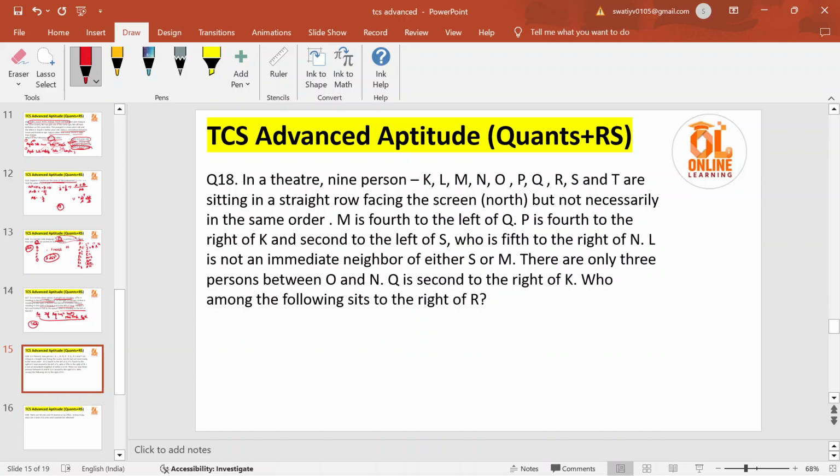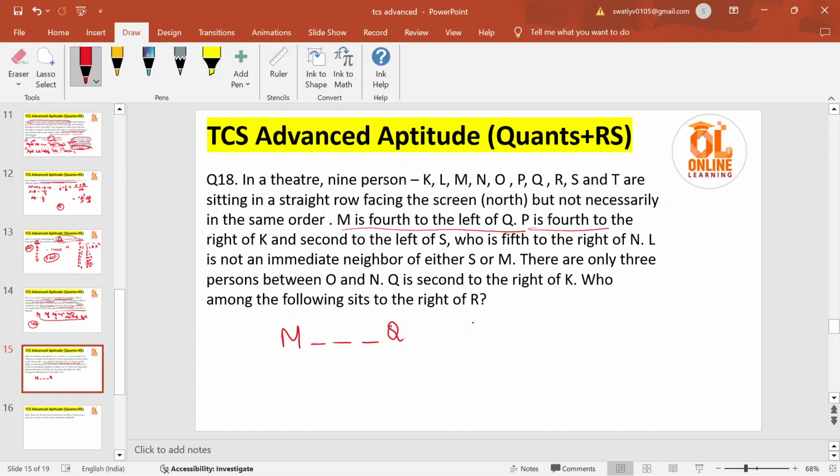In a theater there are total 9 persons. Now M is fourth to the left of Q. Fourth to the left of Q. If I say Q is this, then what is left of Q? Left of Q is this part, this portion. So M is fourth, that is 1, 2, 3, and M must be here.